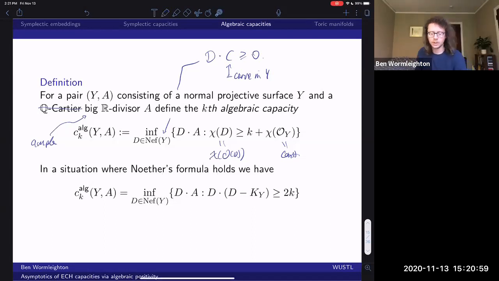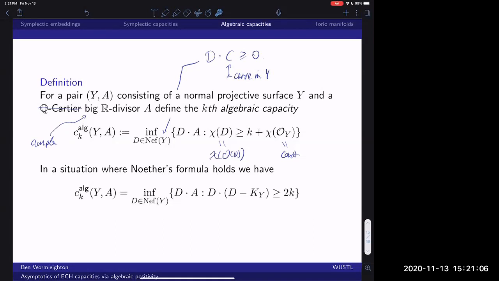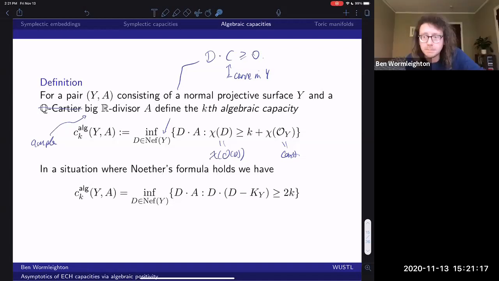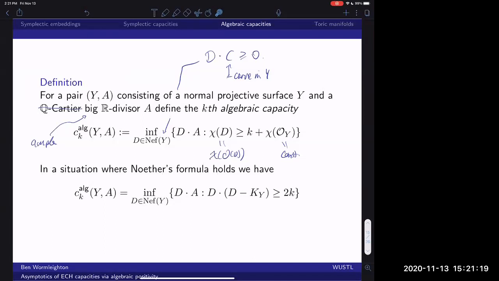Okay, so let's take a step back. What are these invariants? Can I ask a question about intuition? Yeah. So this is complex dimension 2. So being a divisor and being a curve is the same thing. Yep. But should I think of A as being a curve or as a divisor? And similarly for D. Great question.